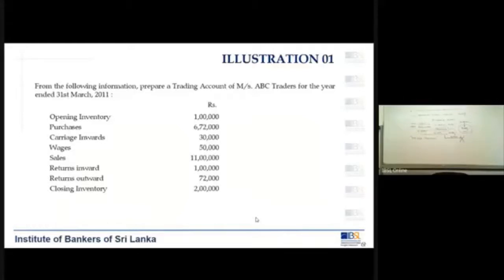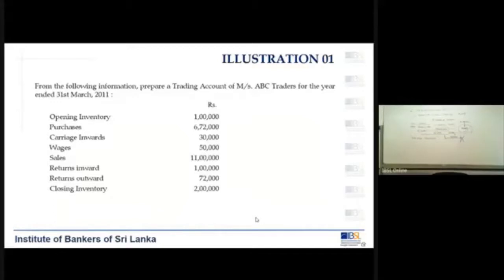So when you look at this question, you see from the following information, prepare a trading account. You are requested to make a trading account of ABC Traders for the year ended 31st March 2011. So what are the items that you have?